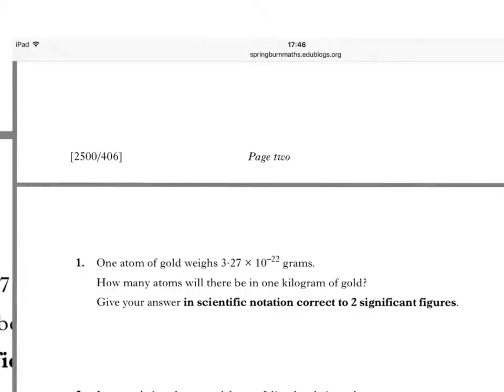Looking at 1 atom of gold weighs 3.27 times 10 to the minus 22 grams. How many atoms of gold will there be in 1 kilogram of gold? This is another example where it's a good idea to maybe think about easier numbers to think about what the operation is. Now let's say we'll replace that and say 1 atom of gold weighs 500 grams. How many atoms of gold will there be in 1 kilogram?